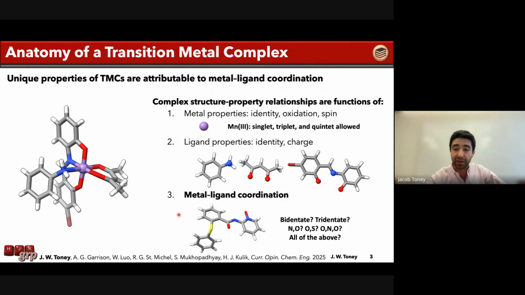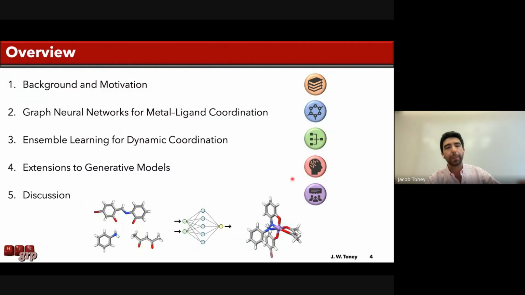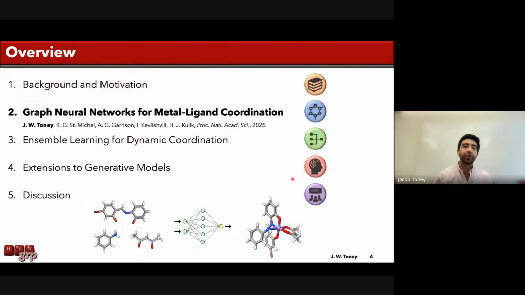So what we did is we took a deep learning driven approach to try and solve this problem. Metal ligand coordination is a necessary input for whatever computational method you have, a force field, a quantum mechanics calculation, or even a deep learning calculation, but it's very challenging to determine a priori. Great. So now I'll move on to talk about the first publication of the day, which is a series of graph neural networks that we trained using these ligands as inputs to try and predict how they'll bind to the metal.